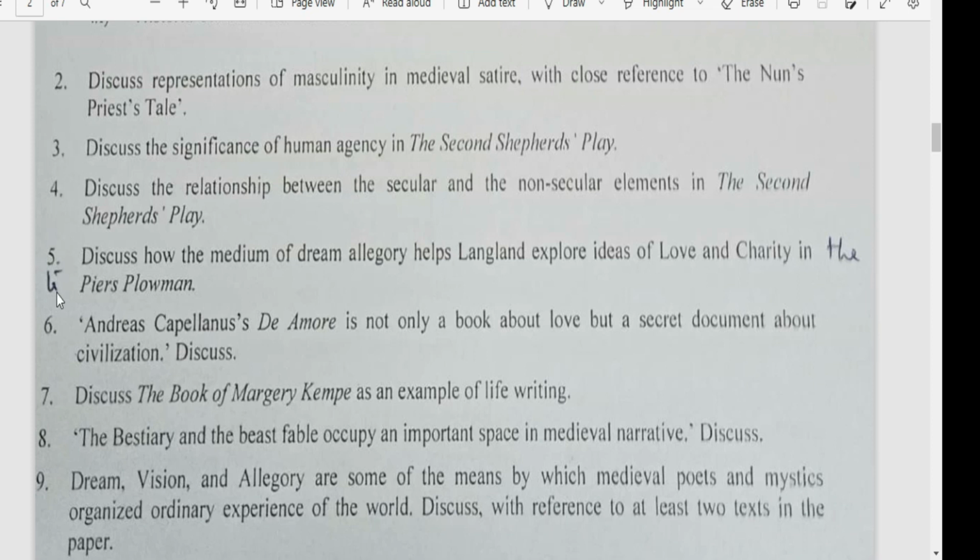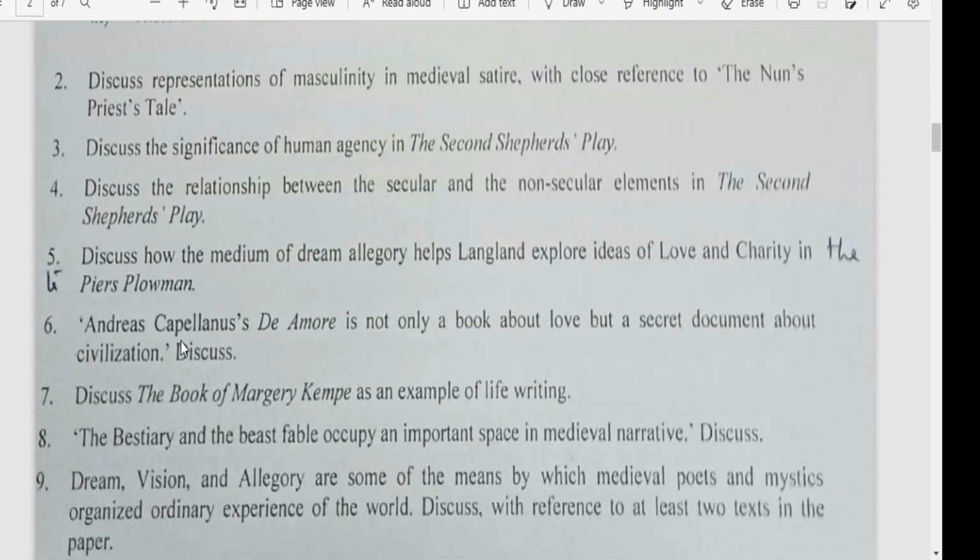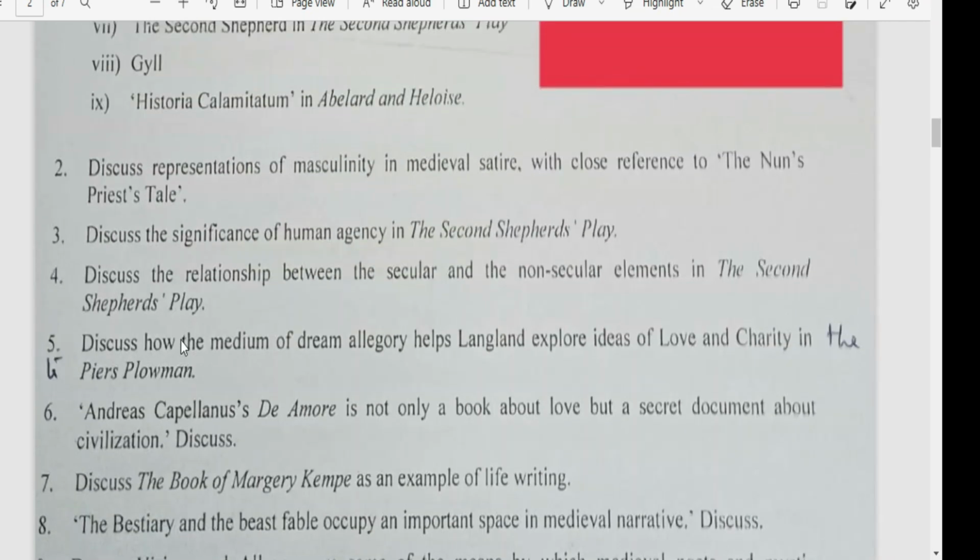So out of these 9 questions, you just have to do 5 only, and I hope you are understanding it. And now you can see the proper questions 2, 3, 4, 5, 6, 7, 8, 9.